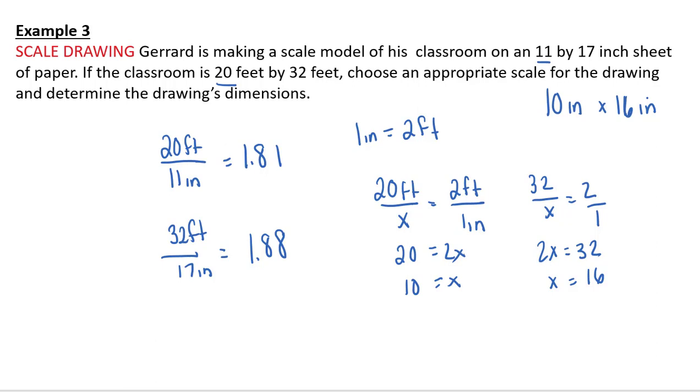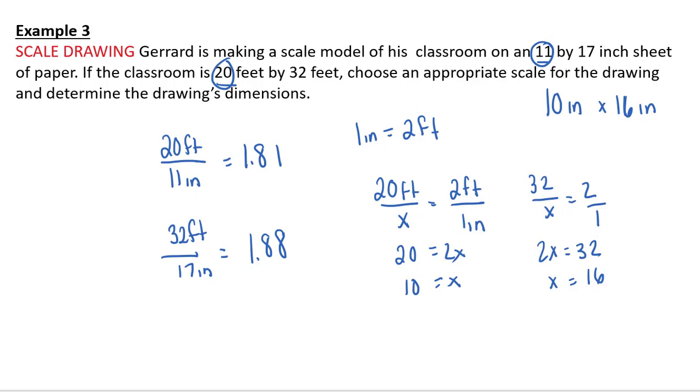Okay, so again, let me recap. I looked and I saw, okay, what could my scale factor be? So I found 20 feet over 11 inches, and I looked at both of those numbers and I said, okay, they're both about 1.8. Let's choose a number that is close to that. So I chose 2. So for every 1 inch, that equals 2 feet of my actual room. So I need to figure out how much of the paper is going to be taken up.